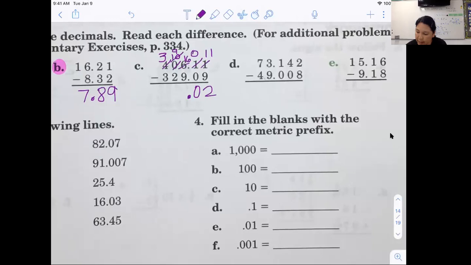16 minus 9 is 7. Good job. If that was hard for you, say 9 in your head and count up to 16. So 9 in my head, 10, 11, 12, 13, 14, 15, 16. And I got 7. Okay?